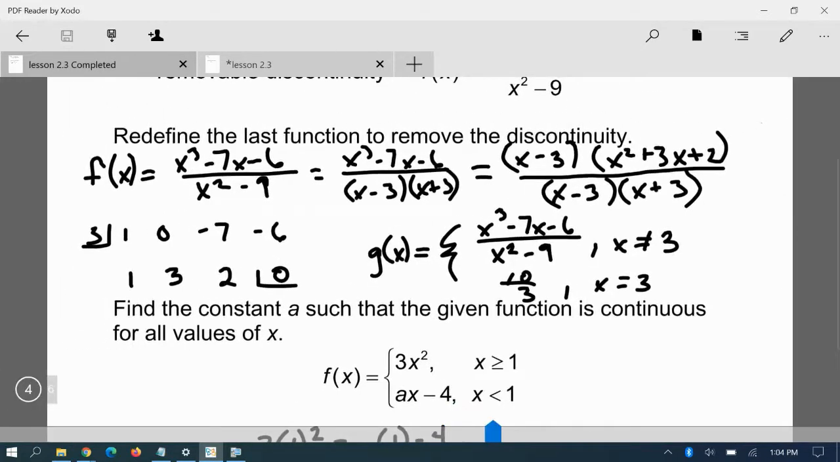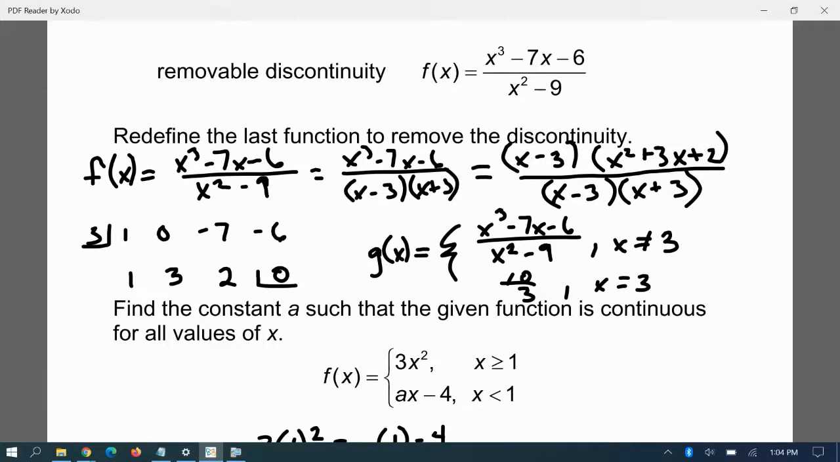Okay, so here's what you should have come up with. This is basically doing what was done on the previous page of the notes. So I've got my function, and I apologize, this is a little bit messy, but what I'm trying to figure out is where I have a removable discontinuity. It's pretty clear that the denominator is x minus 3, x plus 3, so I'm either going to have something going on at 3 or negative 3. So I've either got a hole in the graph or a vertical asymptote at those 2 points.